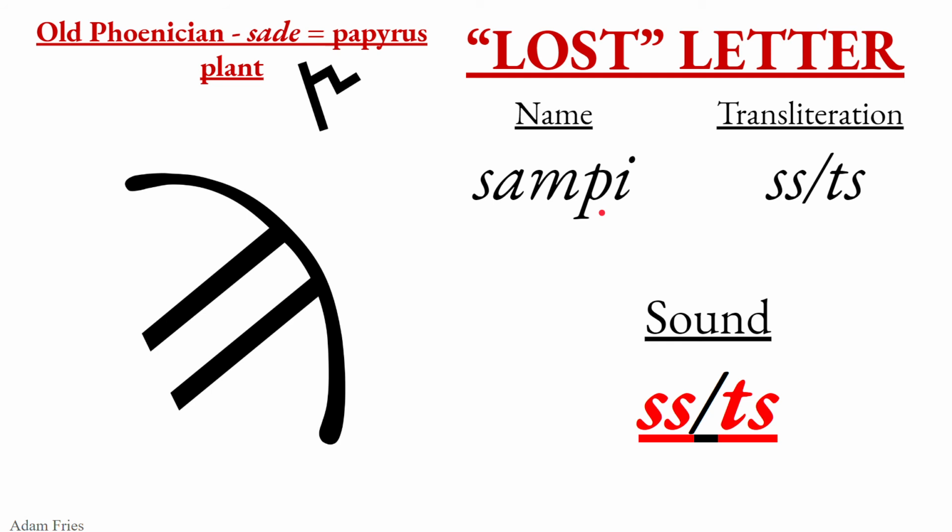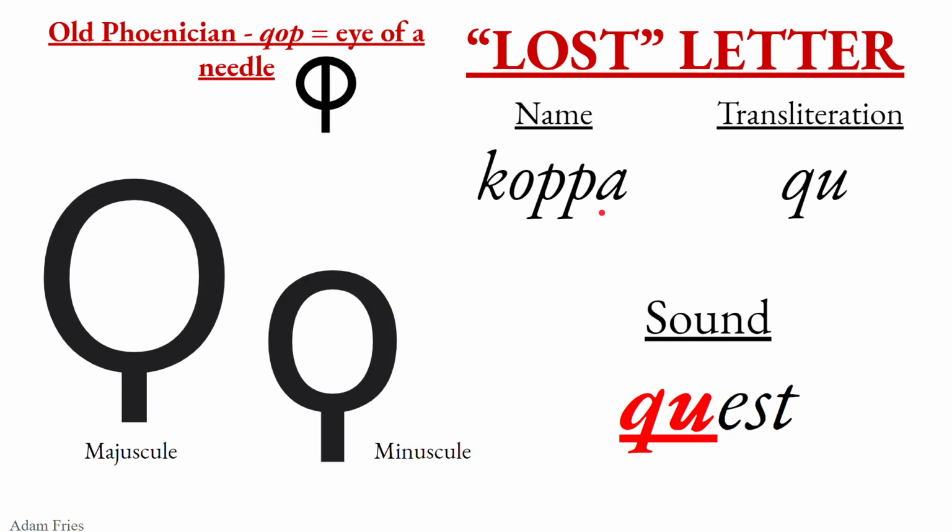Poor sampi. As well as koppa. So the Old Phoenician kop, the eye of a needle, becomes the Greek koppa. Transliteration QU. You also do not have to worry about this guy because it's gone. It dropped out of the mainland. Of course, the Chalcidians gave it to the Latins, and the Romans love this letter. The Greeks, no, not so much.